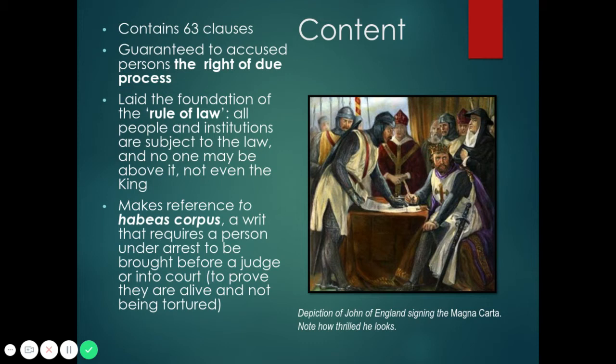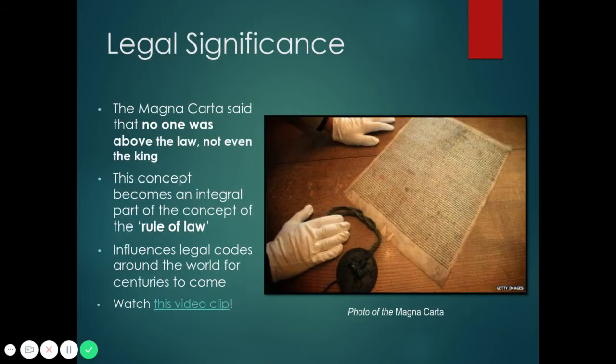Take a look at King John's face in this painting. He looks really happy to be signing that. But because he signed it, he got to stay on as king. So, legal significance. So what? The Magna Carta really matters because it says that no one's above the law. This becomes an integral part of the concept of rule of law.